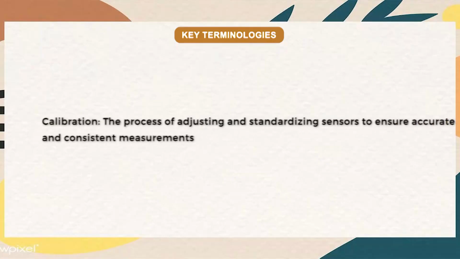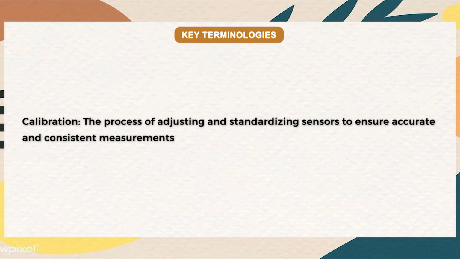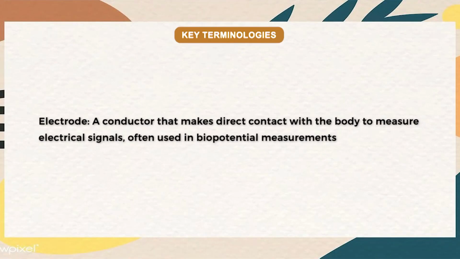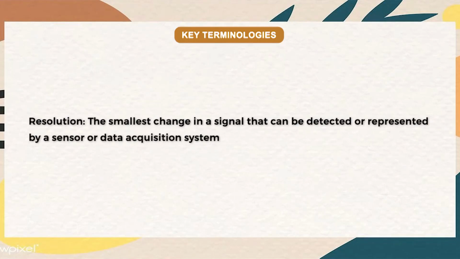Calibration: the process of adjusting and standardizing sensors to ensure accurate and consistent measurements. Electrode: a conductor that makes direct contact with the body to measure electrical signals, often used in biopotential measurements. Resolution: the smallest change in a signal that can be detected or represented by a sensor or data acquisition system.